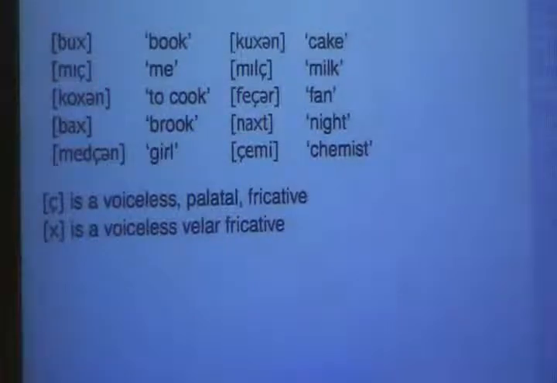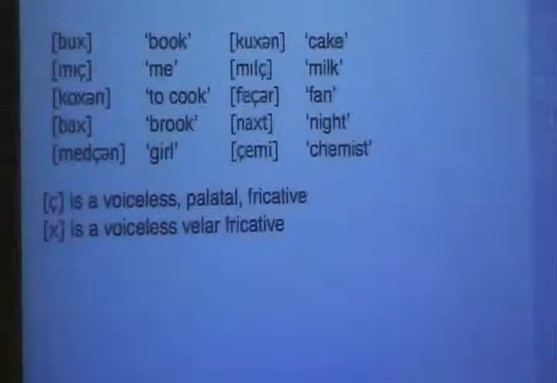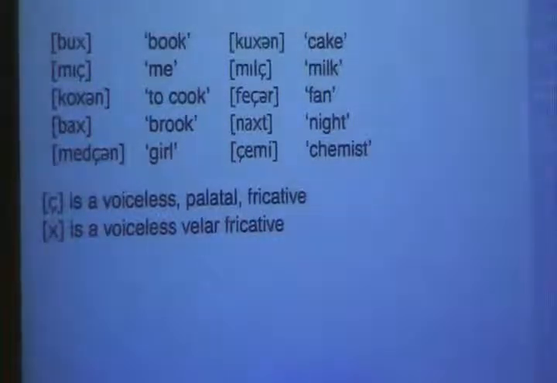And it ends with a sound that English also doesn't have. This also is a fricative. It's made by taking the tongue and moving it towards the roof of the mouth. So this is the word mich. Kochen, Bach, Mädchen, Kuchen, Milch, and so on.